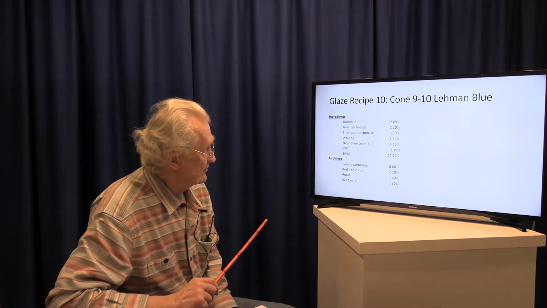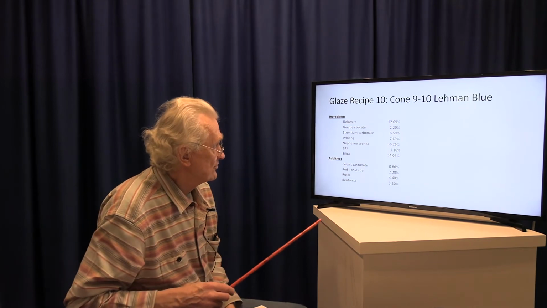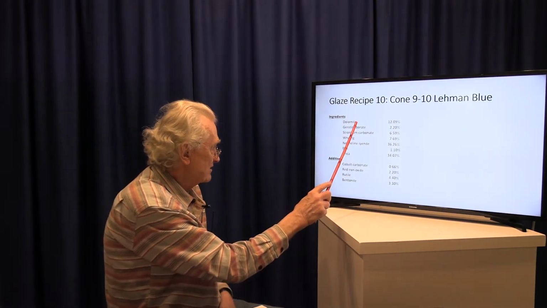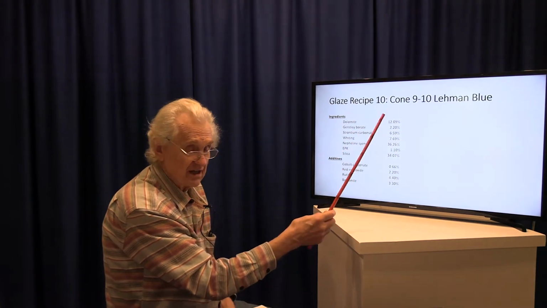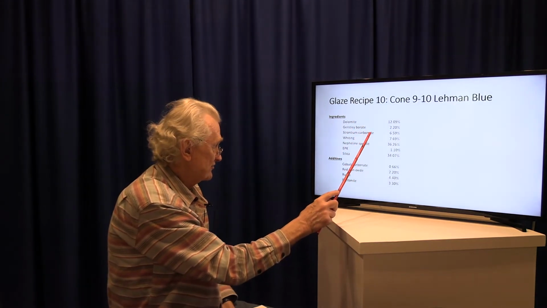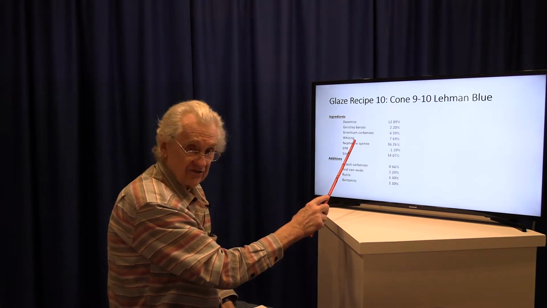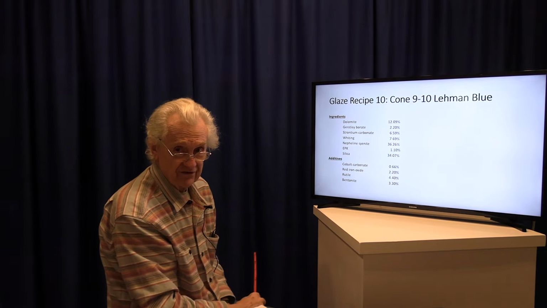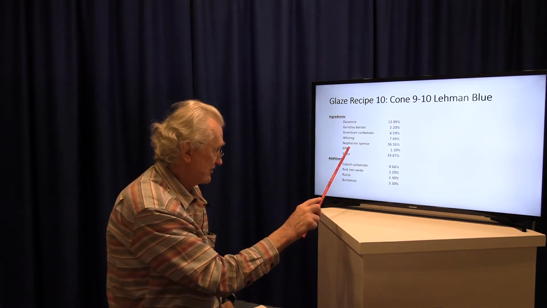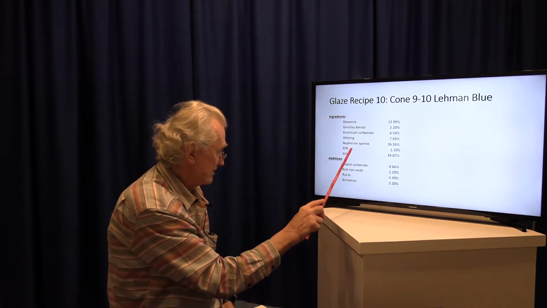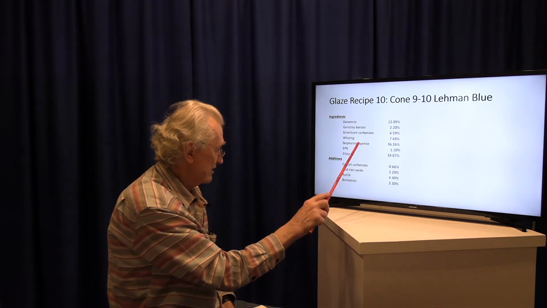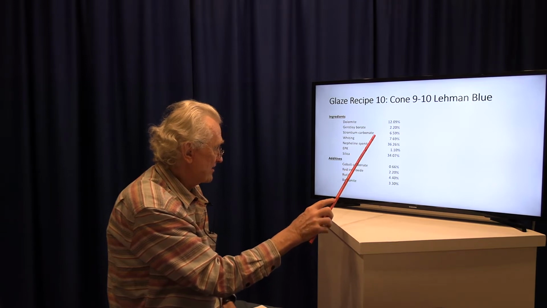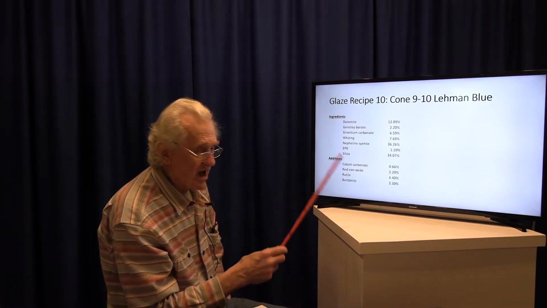Here's another example of a recipe. This is called lemon blue. Now this was considered a 9 to 10. And so let's look at it. Well, it's got dolomite, which is, again, calcium magnesium carbonate, Gerstley borate, strontium carbonate, whiting, which is calcium carbonate, nepheline syenite. So we've got 5 fluxes plus EPK, that's our stabilizer. Not a lot, but we're getting some alumina from there, and some aluminum from, well, I guess that's the main source, and silica. So the point here is that this has a wide range of fluxes.